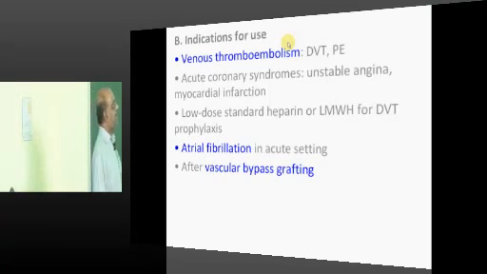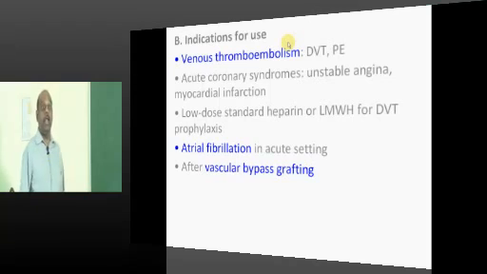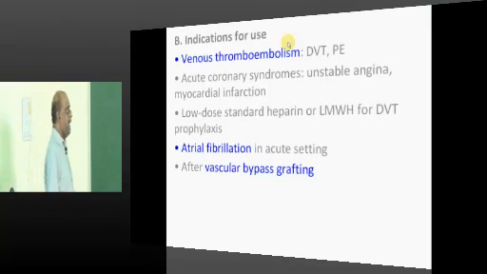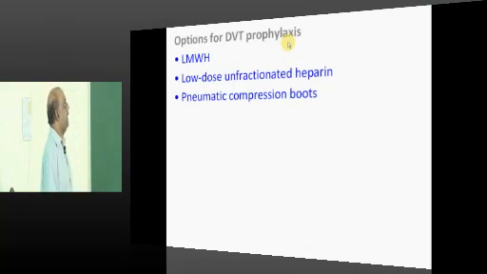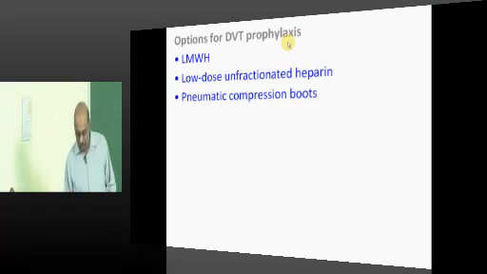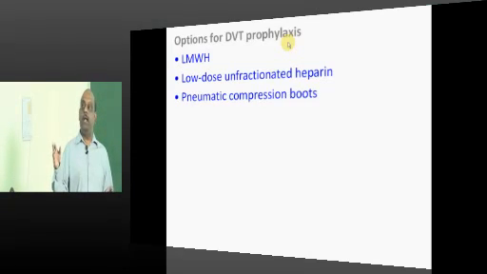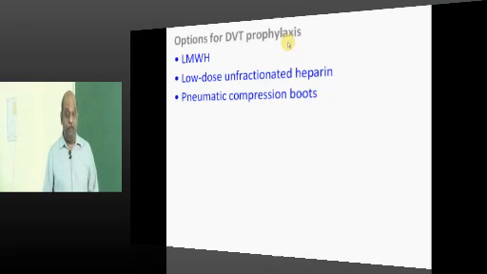So that's the thing. Now what are the indications for giving heparin? Any thromboembolic episode, atrial fibrillation, very important. And after a vascular bypass grafting, we give the anticoagulation. You can give low molecular weight heparin for a DVT. You can give unfractionated heparin if the patient can't afford such a cost. Then, very important, whether you give unfractionated or fractionated, you need to give pneumatic compression stockings to prevent the post-thrombophlebitic syndrome.